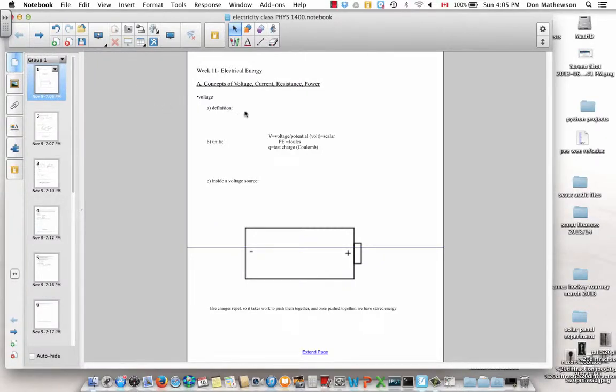Okay, so this week we start with some basic electricity concepts. First of all, the concept of voltage. Our definition of voltage is the average energy per charge. So in terms of units then, energy is in joules, the units of charge are coulombs. So an energy per charge is a joule per coulomb, and that's defined as a volt.